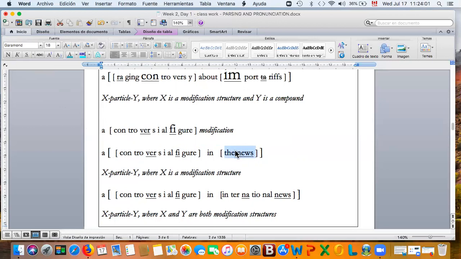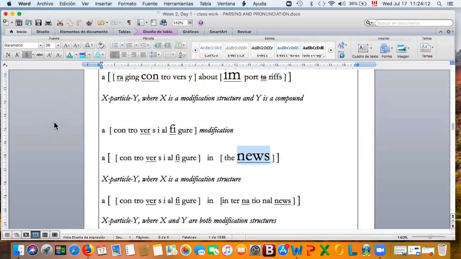Let's go at normal speed. Let's not speak too slowly or too carefully. At normal speed, that gives you something that's really very simple to pronounce. A controversial figure in the news. A controversial figure in the news. Say it with me. A controversial figure in the news.